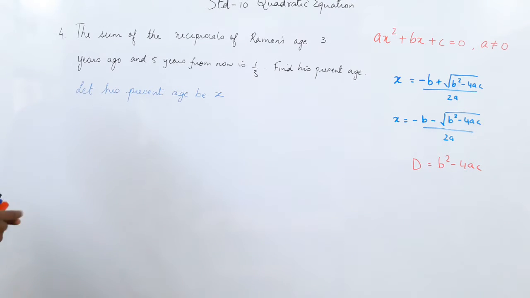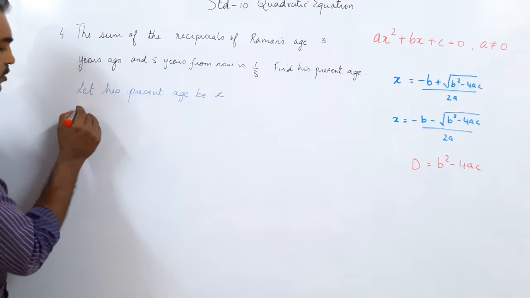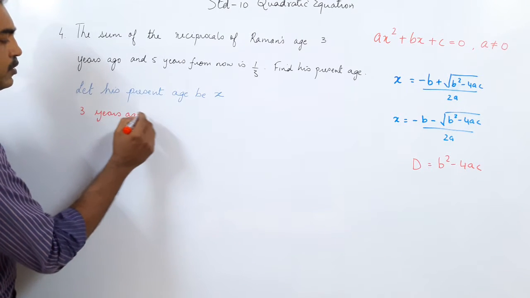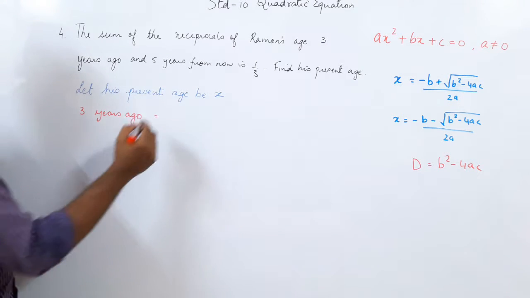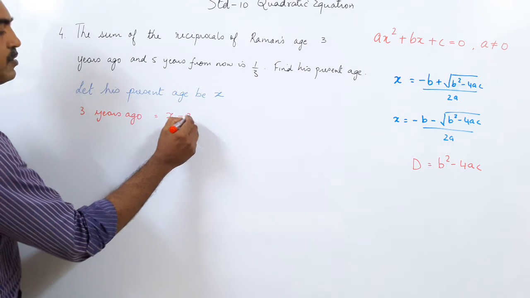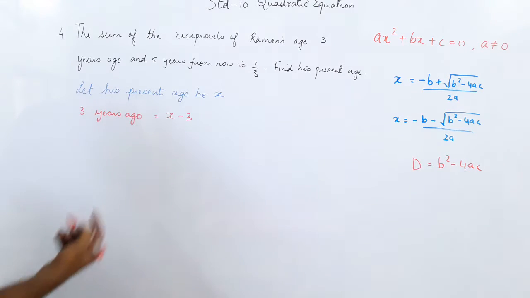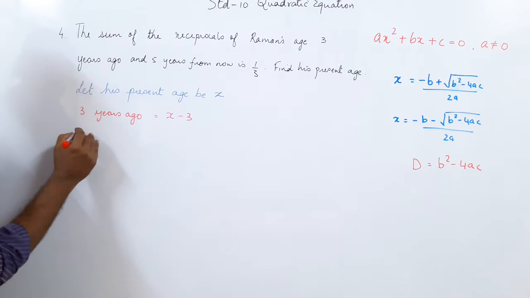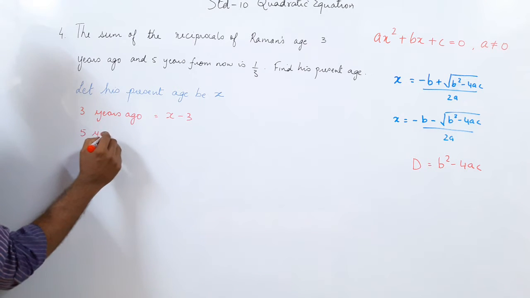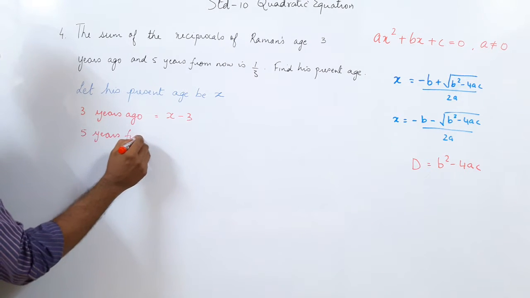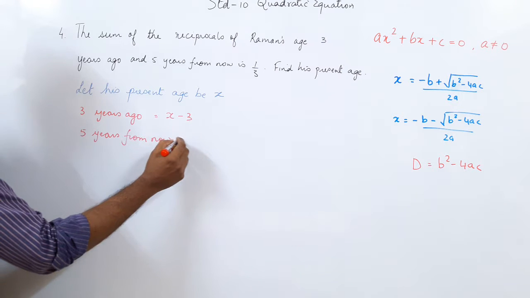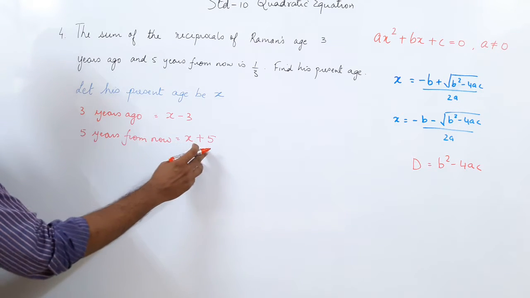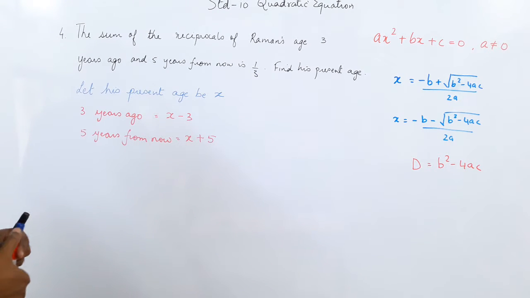Now if his present age is x, 3 years ago his age would be how much? x - 3. For example, if he is 15 years old now, then 3 years ago he was 15 - 3, 12 years old. 5 years from now, his age would be x + 5. So if he is 15 right now, his age will be 20 five years from now.